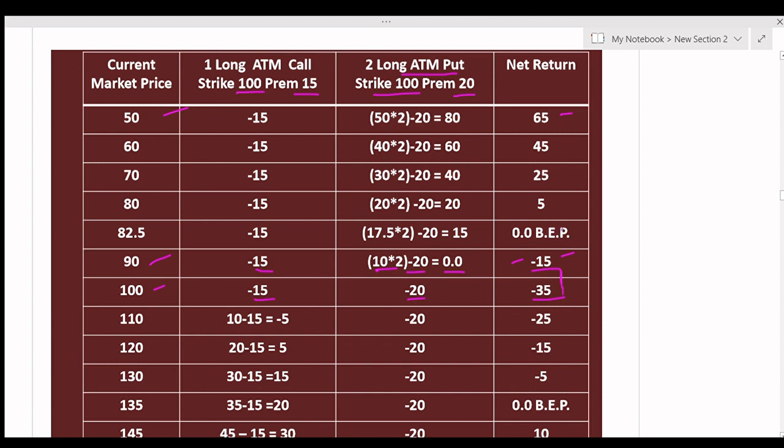And now at the break-even point it becomes 0. The break-even point is reached at 82.5. When the spot price reaches 82.5, the break-even point is reached, that is, minus 15 here, 17.5 means 100 minus 82.5 is equal to 17.5 into 2 minus 20 is equal to 15. That is the break-even point. If it comes down from the break-even point, say 80, the profit will be 5. Next 70, the profit will be 25. And 60, the profit will be 45. And for 50, the profit will be 65.